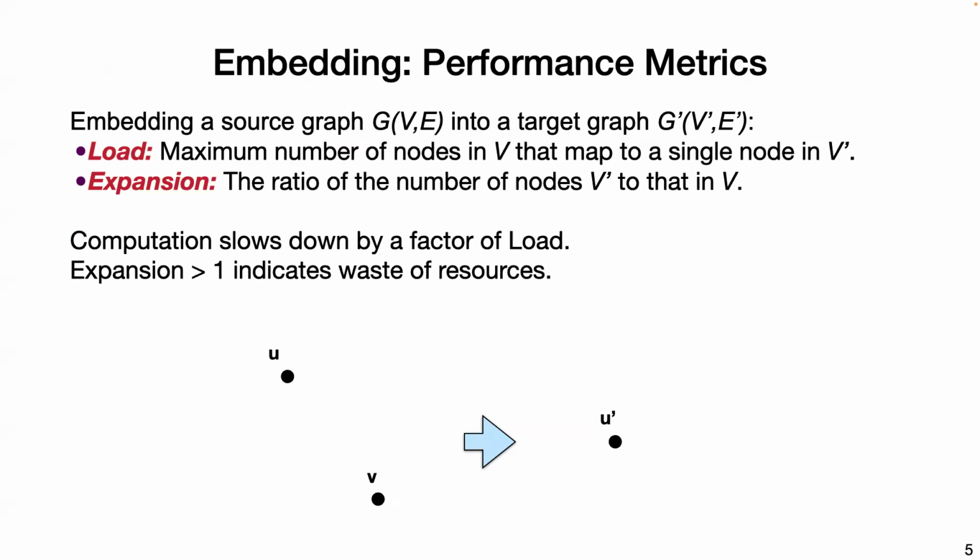The computation would slow down by a factor of load, because if two nodes are mapped onto one node, then that one node in the target topology has to do the work of the two. And if you have expansion of more than one, that's a waste of resources, because it's not necessarily true that you could parallelize the work of one processor onto two processors. It's possible, but it's not guaranteed. So ideally you would like to have a one-to-one mapping on the nodes.